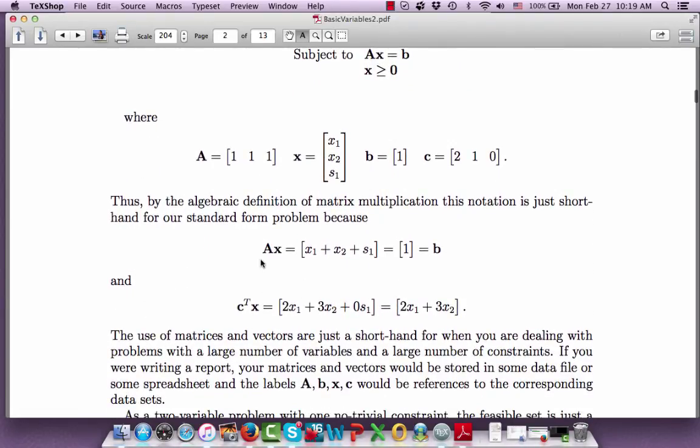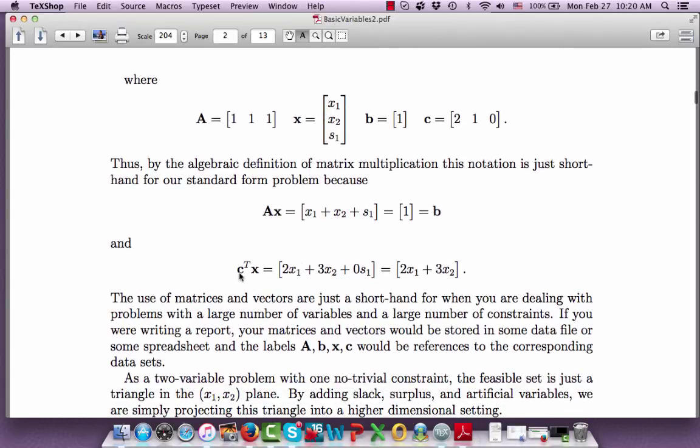So again, just seeing how matrix multiplication works. A times X is really just the 1 by 1 matrix, x1 plus x2 plus s1. And we set that equal to B, which is equal to the 1 by 1 matrix 1. And again, our C transpose times our vector x is just 2 times x1 plus 3 times x2 plus 0 times s1. And that's just our objective function value.